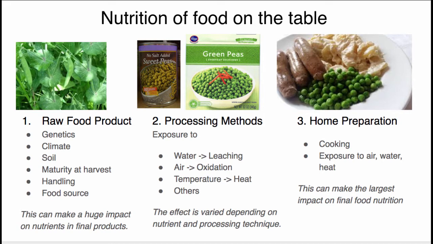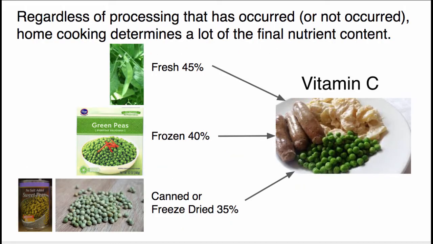So if we think of that food that we're eating from the beginning, when it was a raw product, how it's being processed through to home preparation, all of these three things impact the final nutrition, and they don't impact it equally. So let's look at a specific example. And this is going to highlight how home processing actually has a huge role to play. So we're going to look at peas being cooked for consumption with your meal.